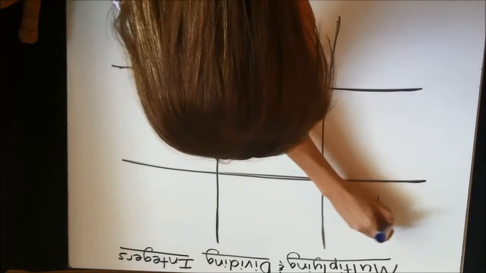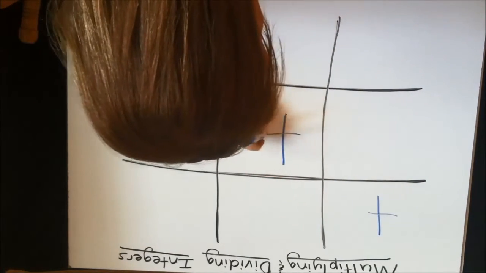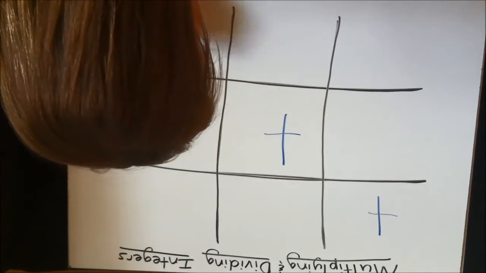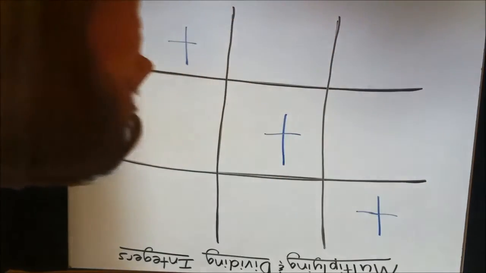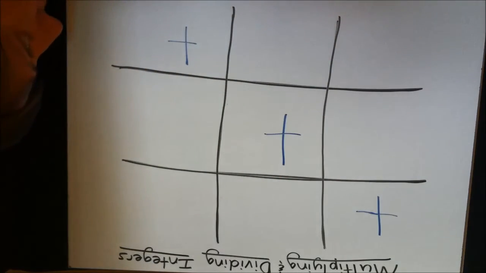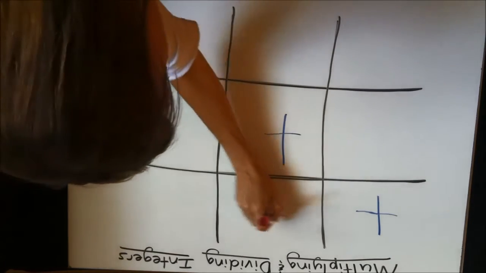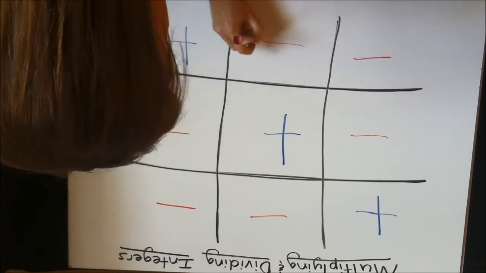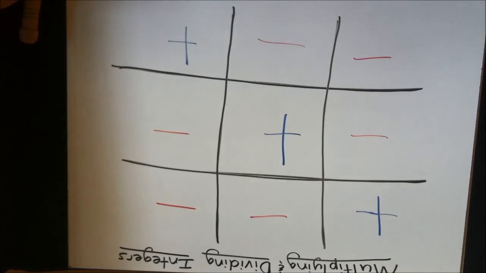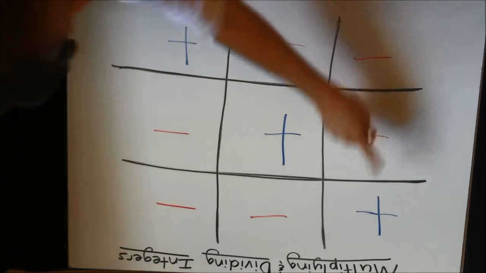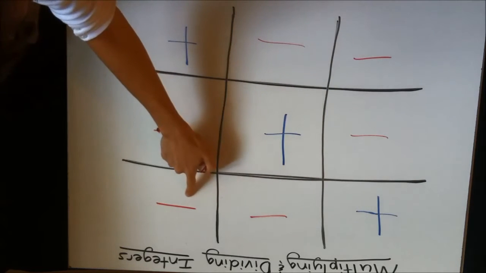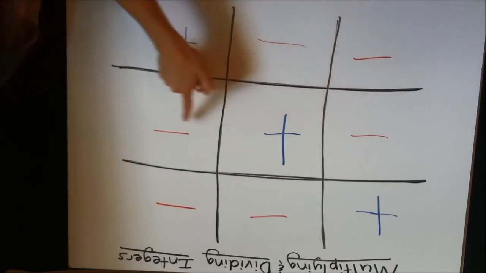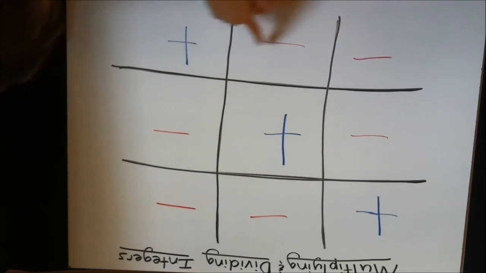So I'm going to have three positives in a row. Everything else is negative. And in looking at this chart, it will help me to know that a positive times a negative is a negative. A negative times a positive is a negative. A negative times a negative is a positive.